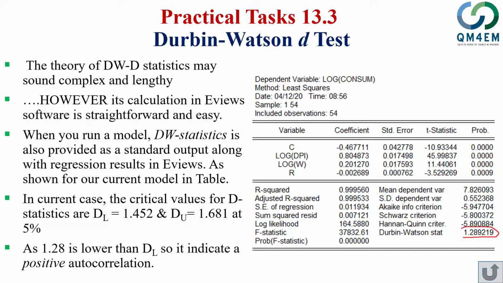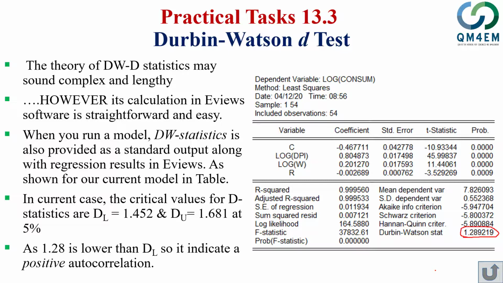So if you can see on the right side of the slide, you can see the log of consumption being regressed on the log of disposable personal income, the wage and the real interest rate. All these variables are in real terms, and at the bottom of these results you can see the value of Durbin-Watson being 1.2, and as discussed a while ago, if it's close to 2, then it shows that there is no autocorrelation.